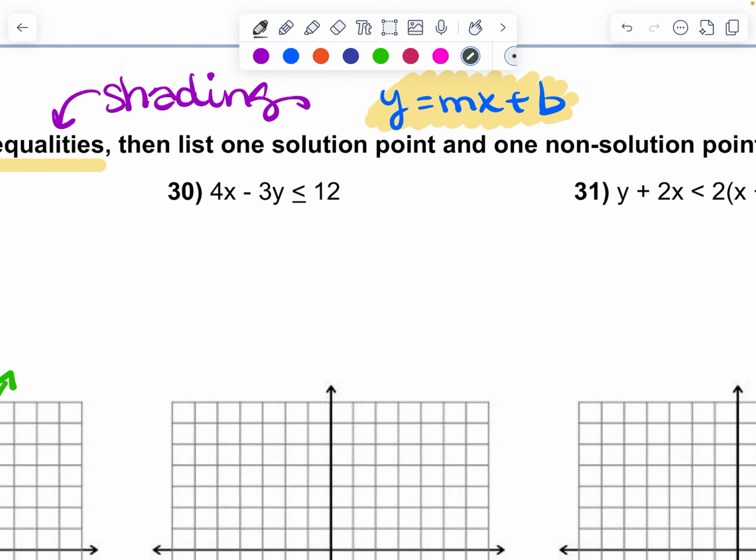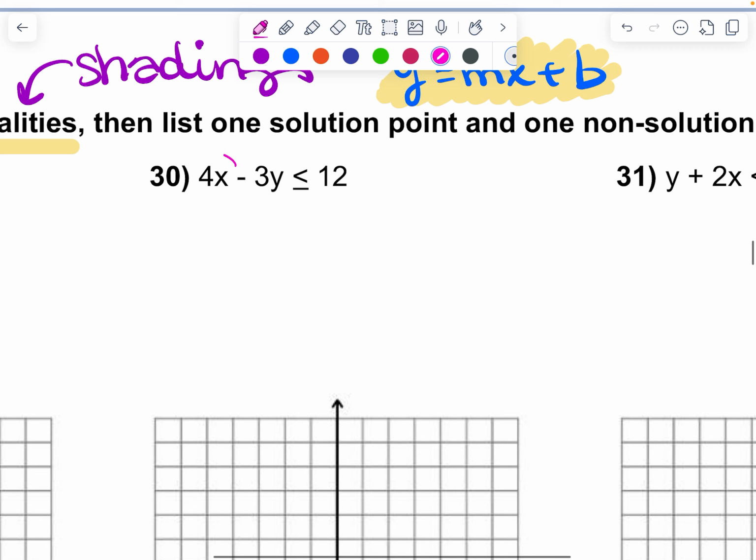All right, next problem. This one's written in standard form, but I'm going to put it in y equals mx plus b form. That's always the same two steps. We need to get this positive 4x term to the other side, so we are going to subtract 4x from both sides.